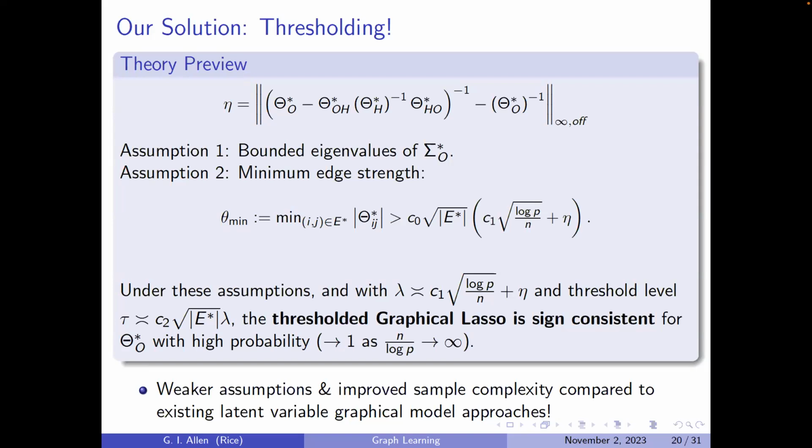Yes, I just want to come back. So you're saying that you have fewer assumptions, even in the presence of latent variables, than existing approaches for modeling the graph. I don't understand this.